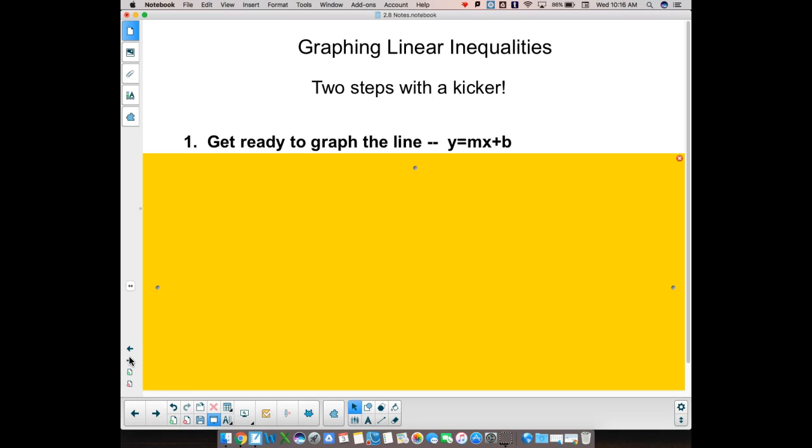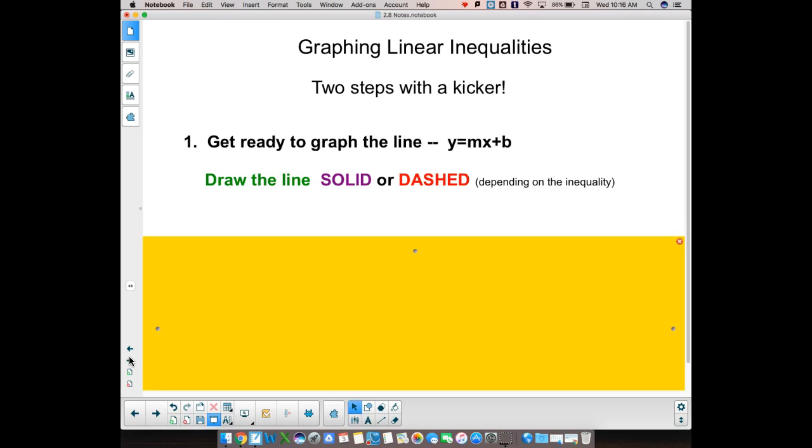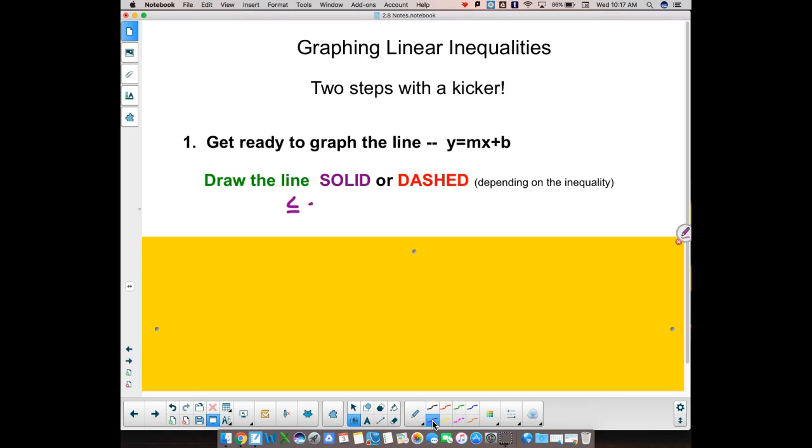Before I draw the line on my graph, I first have to look at the inequality, and depending upon what that inequality is, that's going to give me the form of my line. My line is going to be solid if it is a less than or equal to, or greater than or equal to. I'm going to draw that line in solidly, like normal. If it is less than or greater than, then I'm going to dash the line.